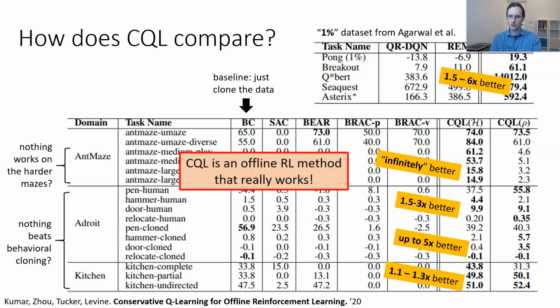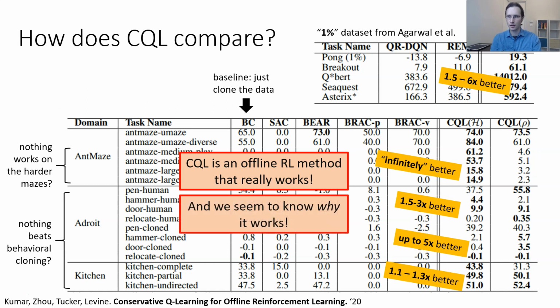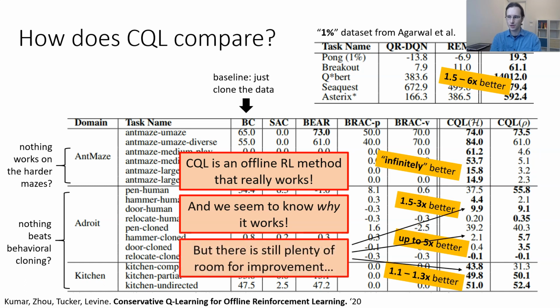So in summary, CQL is an offline RL method that actually really seems to work. In fact, on these harder tasks, arguably the previous methods don't really work because they don't outperform behavior cloning. CQL really does seem to work. And we seem to actually know why it works, because of the lower bound property. But of course, there's still plenty of room for improvement. These scores are all normalized, with 100 being the largest. And we can clearly see that CQL is very far from the largest return, so there's plenty of work left to do.